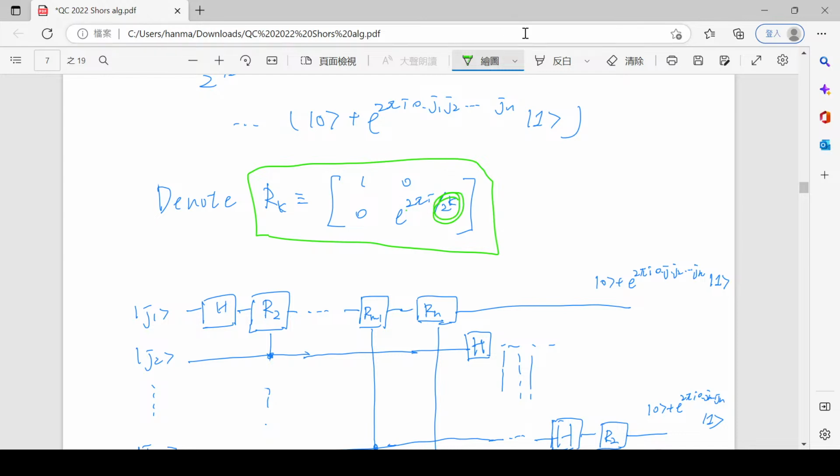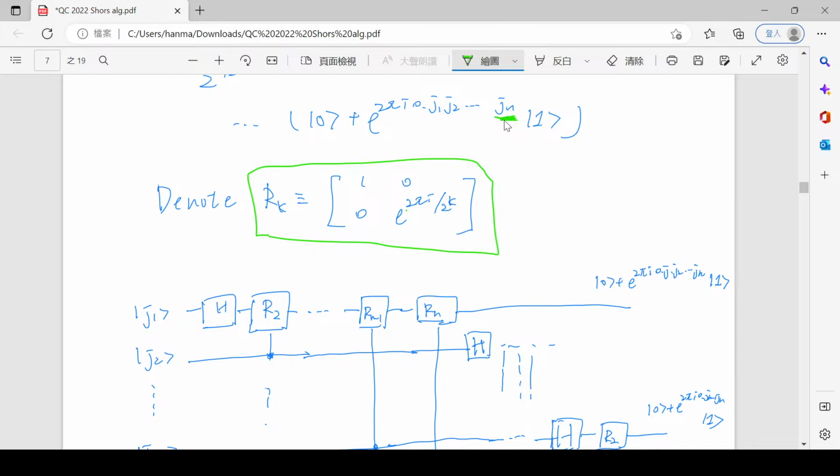So anyway, RK is this rotation of angle e to the 2 pi divided by 2 to the k. So you can see that when k goes big, then there's the exponential growth in this 2 to the k. So you are getting very small rotation, but that's exactly what you want, because for n large, you get things like this 0 point something something Jn.